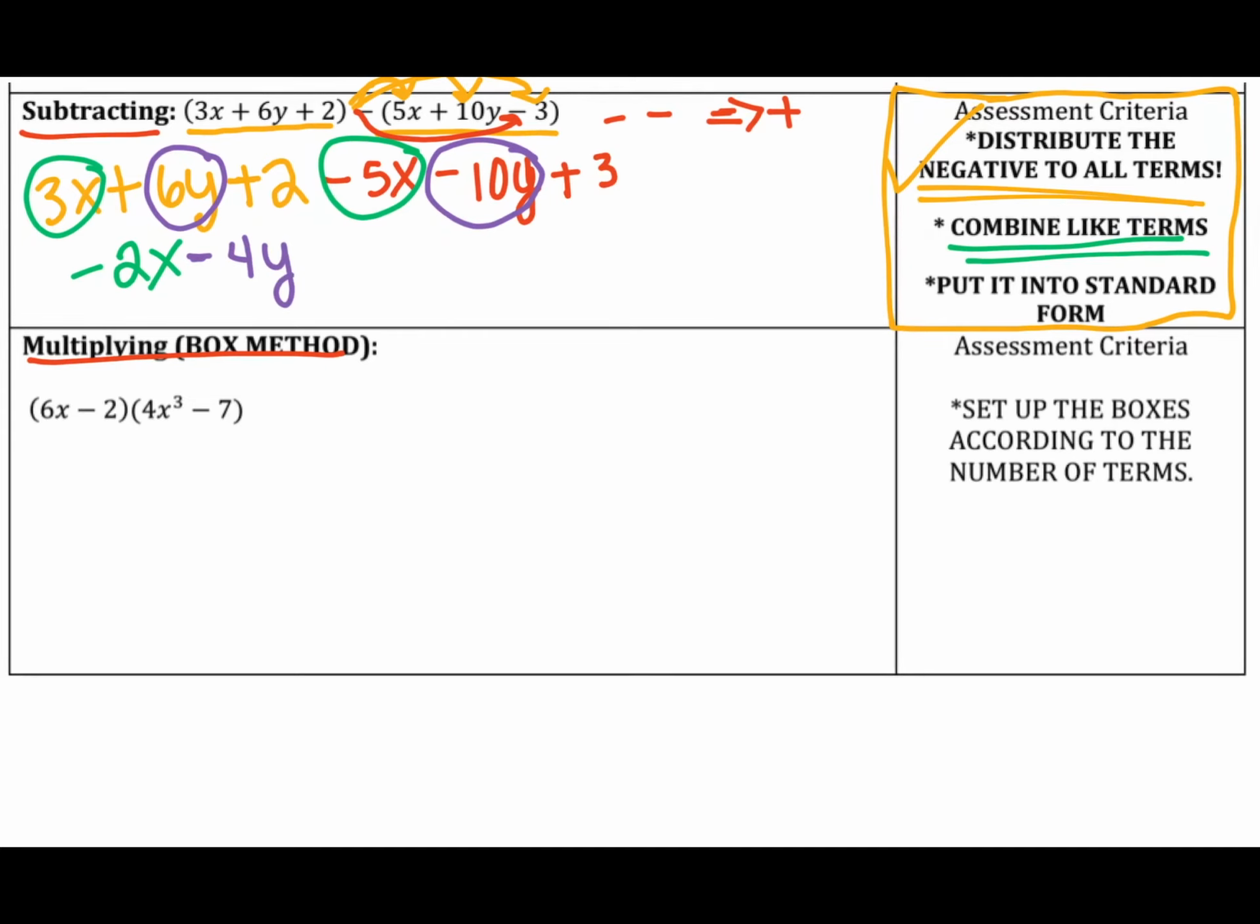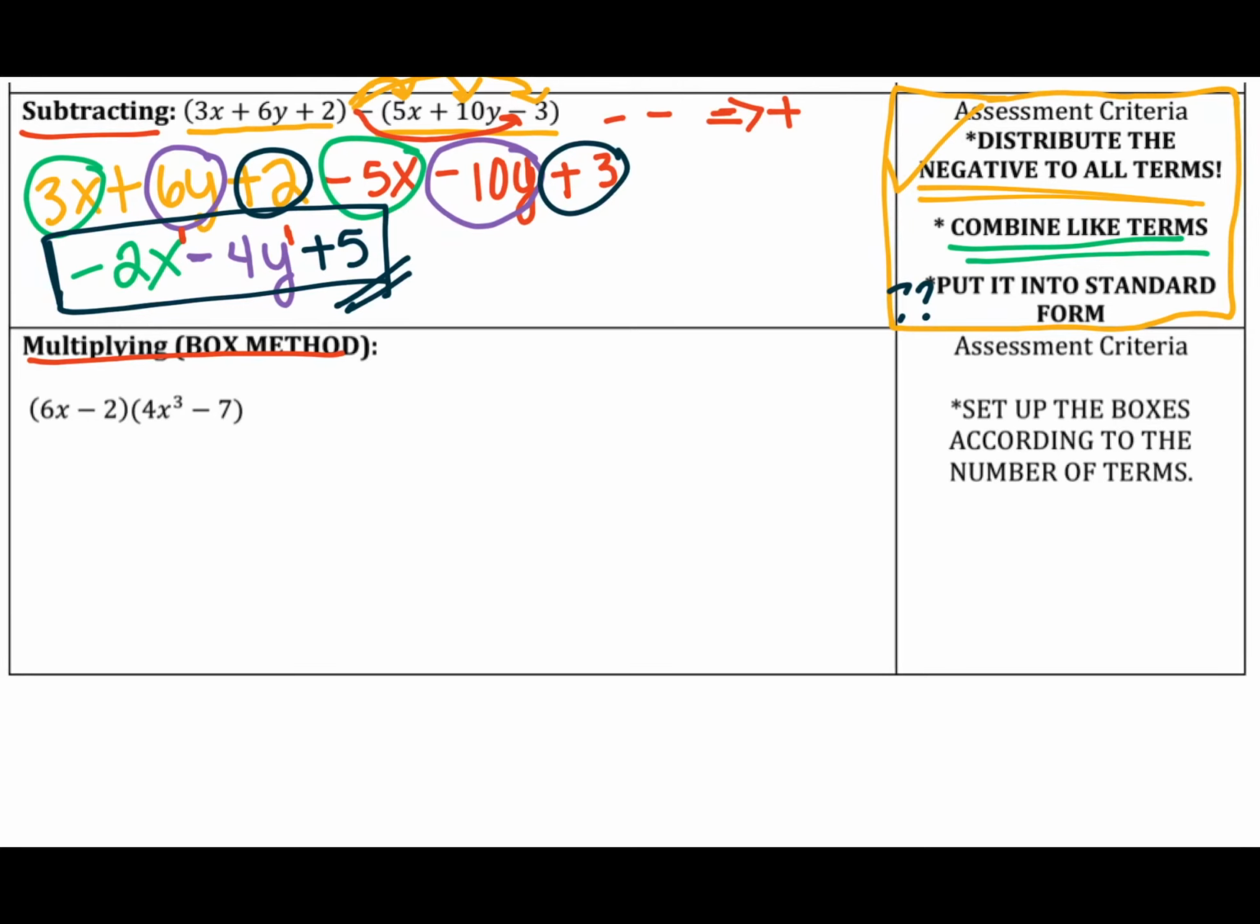And last, we can combine the 2 with the 3. And here we're just basically adding 2 and another 3, which gives us a positive 5. Now, this will be our final answer. Did we put this into standard form? And the answer is yes. And that's because they have different variables, and each of these have an exponent of 1 and 1.